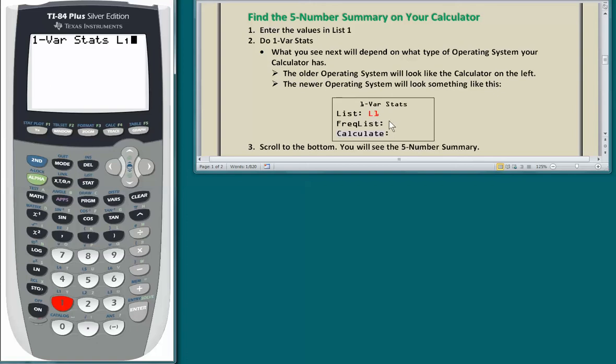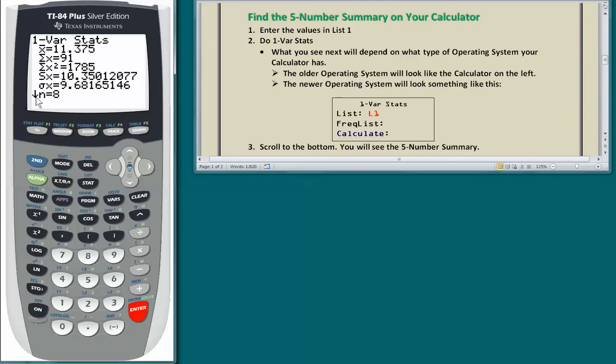You're not going to put in anything for frequency list. Then you're going to come down to the word calculate. You're going to scroll down to that, and you're going to hit enter. And I'm going to enter on this one here. And now we will both be seeing the same thing. You see this on the screen, but look at step 3 here. Scroll to the bottom. You will see the 5-number summary.